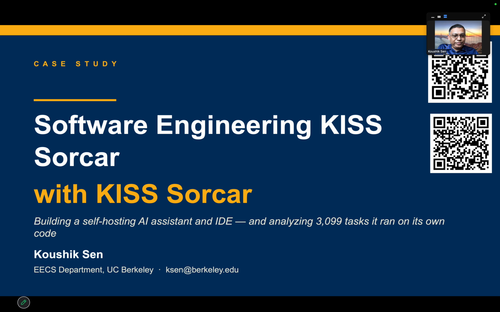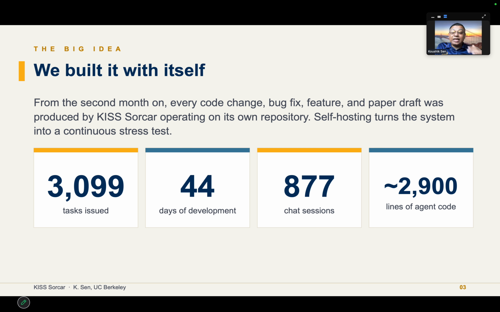Okay. So here is a snapshot of the database that I maintain for all the tasks that are being executed by Sorcar. And this is the period of time, 44 days, where I spent a lot of time building the KISS Sorcar. It was in the middle of the semester while I was teaching. I issued almost 3,000 plus tasks and many chat sessions in 44 days of development, and I got KISS Sorcar out of it. Okay.